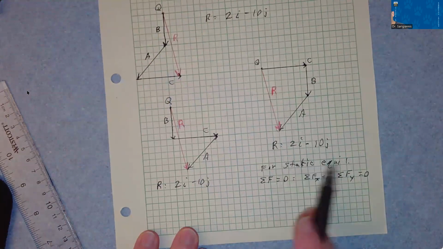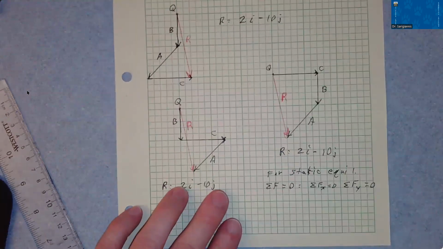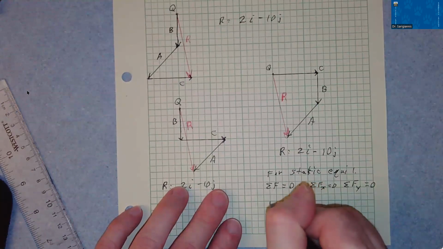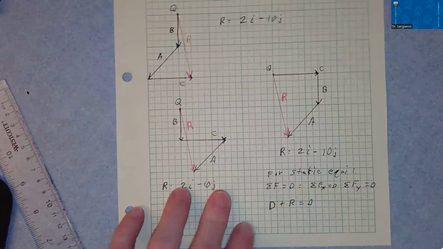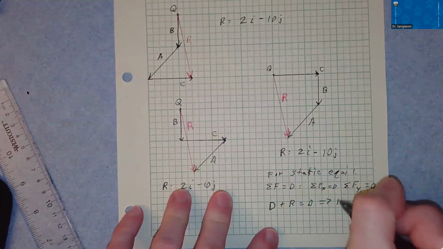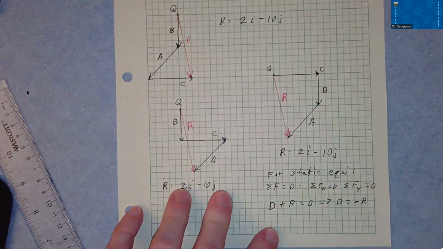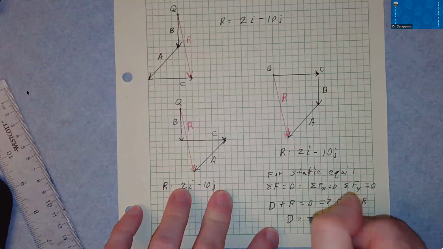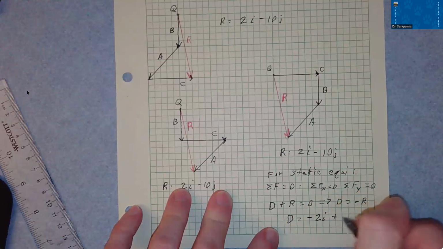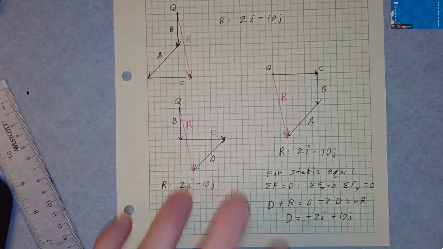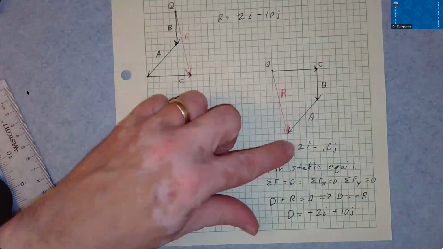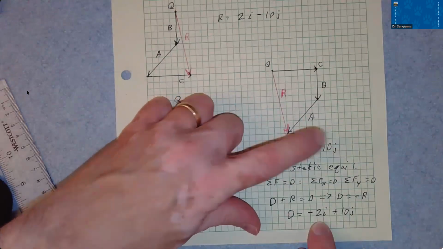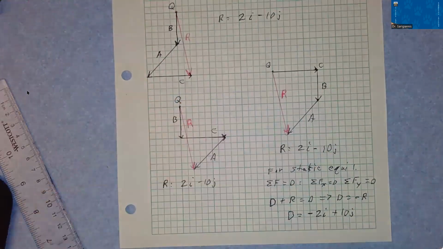And if these 3 vectors form a resultant, and we want the sum of the forces to equal 0, we say, all right, well, vector D plus vector R has to equal 0, right? So that means D is equal to negative R. So the D vector is just taking the negative of all those, right? Negative 2I plus 10J. And you can see here, if you add R to D, you've got the I components, 2 plus negative 2, that's 0. Negative 10 plus positive 10, that's also 0.